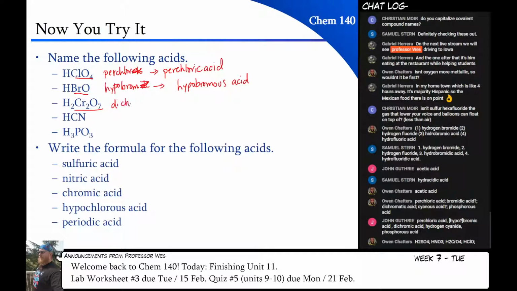This is dichromate. Get rid of that "ate" on the end. It becomes dichromic acid. HCN, remember we're assuming that these are all aqueous. So this is cyanide, so it becomes hydrocyanic acid. That's the weird exception from before.